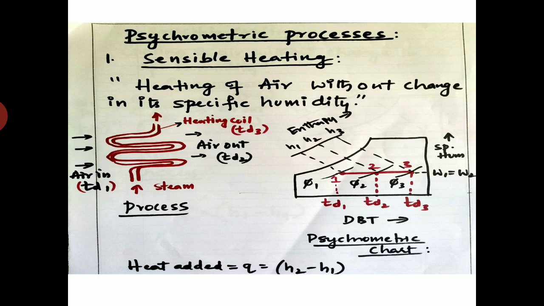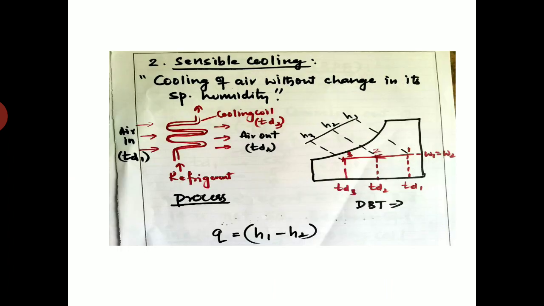That is regarding the psychrometric chart. The process is known: steam flows and we get hot air. That is how this process is represented on the chart. Therefore the heat added is equal to H2 minus H1, because H2 will be greater since the dry bulb temperature is greater. This is sensible heating. Same thing if I go for sensible cooling: cooling of air without changing its specific humidity.